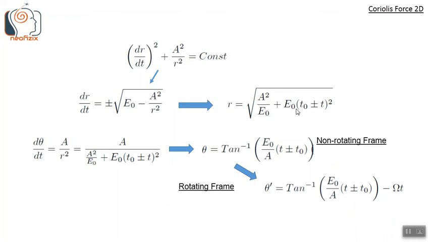We can carry on. Using the solution we got for r of t, we plug it into the angular momentum equation, and using that we get the variation of theta with respect to time. So we get the d theta by dt equation as this, and it also can be easily integrated, and we get theta as a function of time. And negating the omega t factor from theta, we get theta prime. So theta prime is the solution for angular variation in the rotating frame.